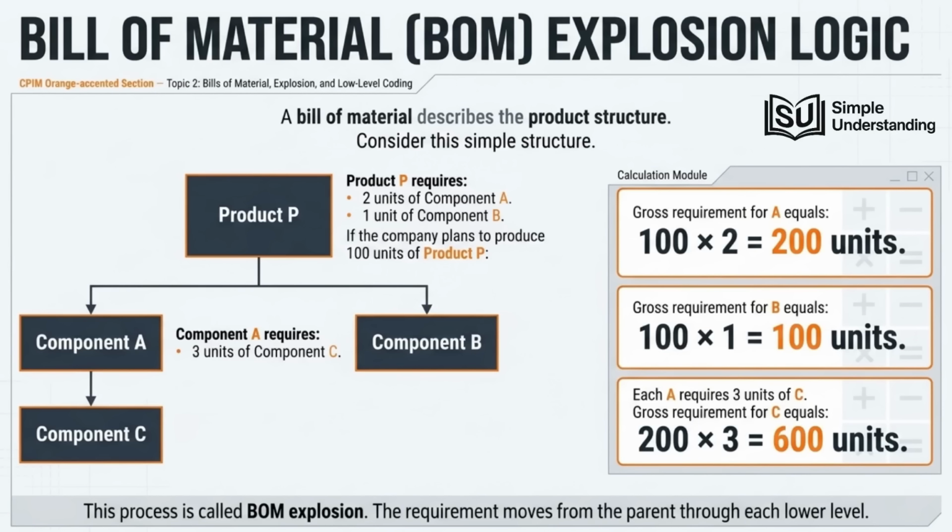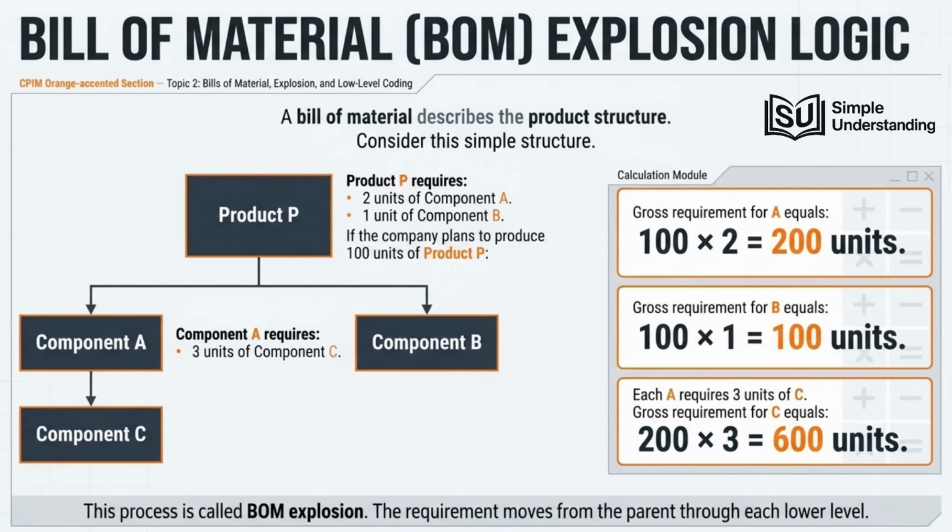Topic 2. Bills of material, explosion, and low-level coding. A bill of material describes the product structure. Consider this simple structure. Product P requires 2 units of component A, 1 unit of component B. Component A requires 3 units of component C. If the company plans to produce 100 units of product P, gross requirement for A equals 100 multiplied by 2, the result is 200 units.